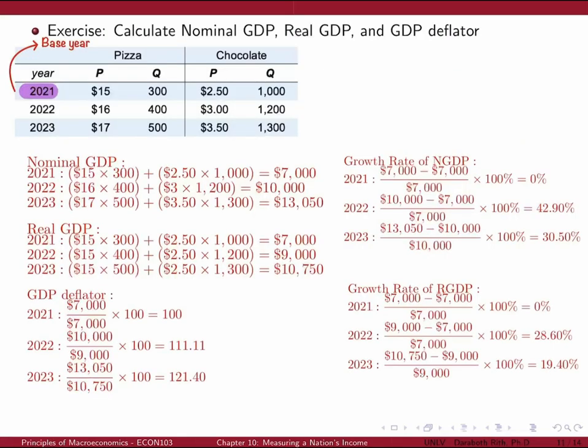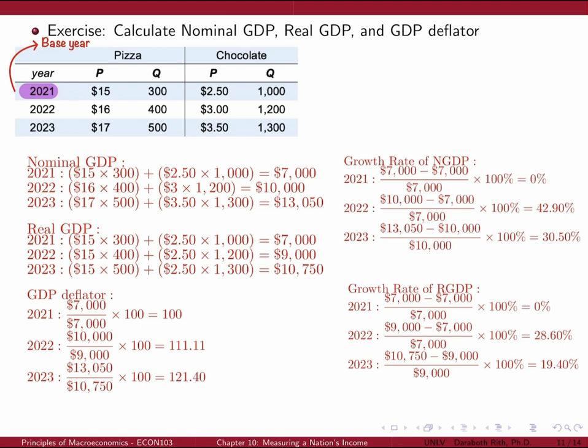Let's take on this exercise. Given 3 years of data for the prices and quantities of pizzas and chocolate, with 2021 designated as the base year, we will calculate the nominal GDP, real GDP, and GDP deflator. Step 1. Calculating nominal GDP. Nominal GDP is calculated using the current prices for each respective year.